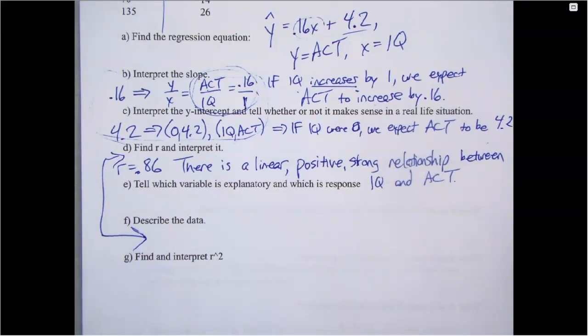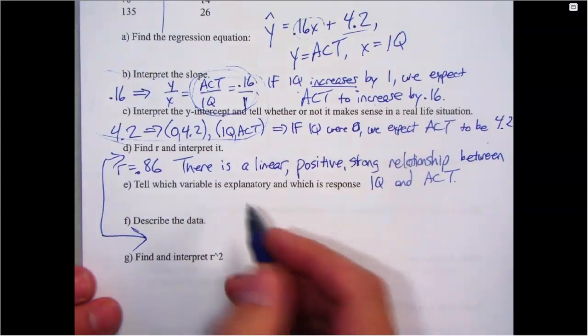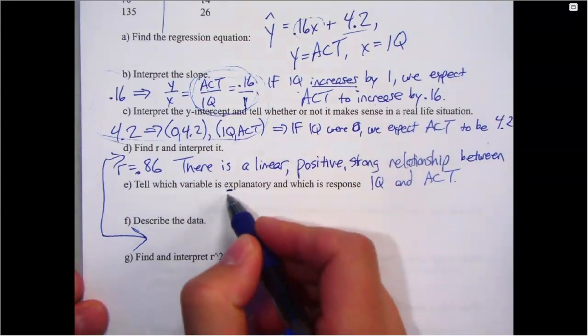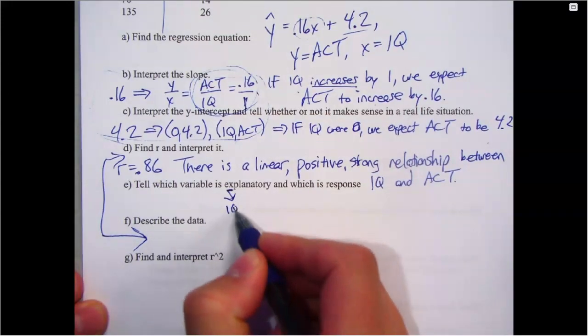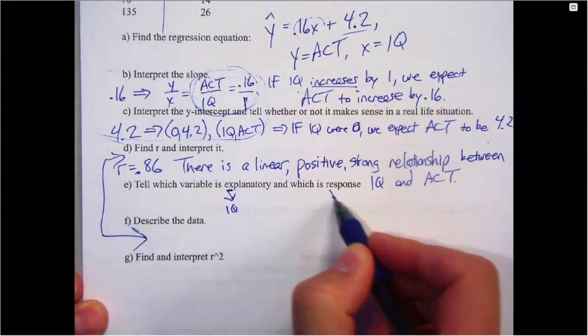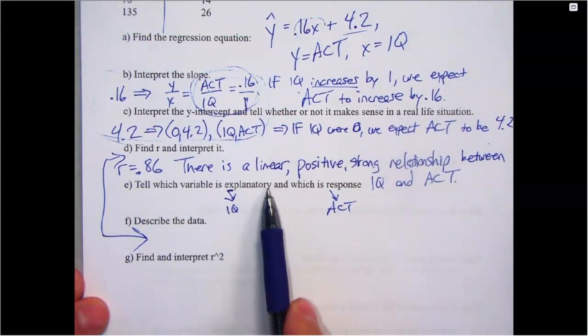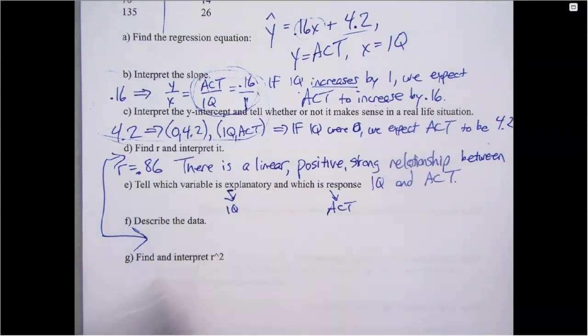Largely the same thing. Which variable is explanatory and which variable is response? So it's actually super nice that the explanatory has the letter X actually in it. The explanatory is your X variable. So explanatory in this case is IQ and response is ACT. I just realized it also has the letter Y, which is maybe not so helpful. It kind of says X, right? Explanatory. And then find and interpret R squared.